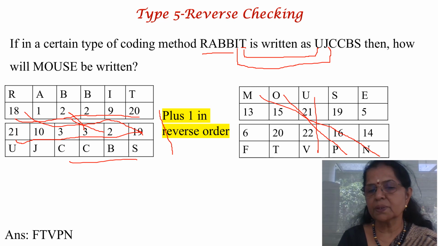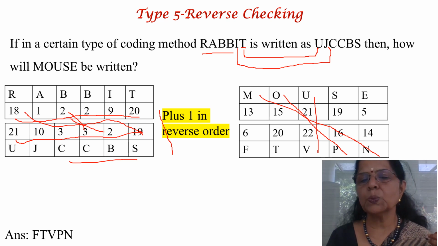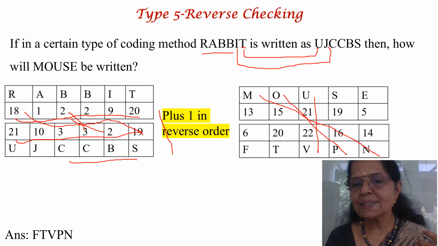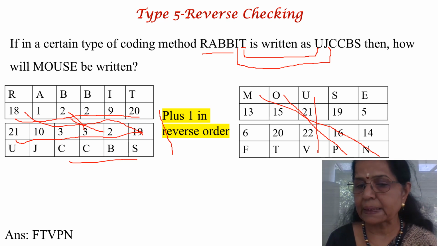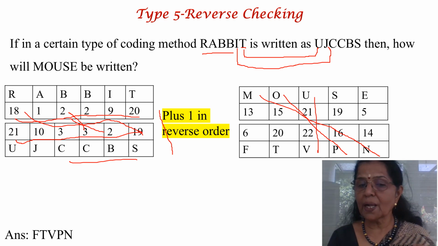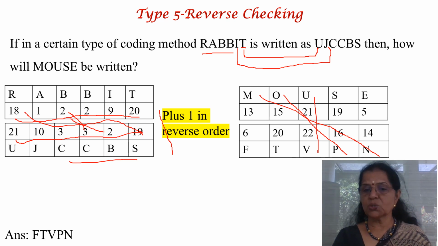Or use the numbers. 13 will become 14. And 15 will become 16. 21 will be plus 1. And in reverse order. So you have to compare the first letter with the last letter. And the last letter with the first letter. Reverse order. And add 1, plus 1. The next letter. So this is the pattern. So mouse is written as FTVPN.